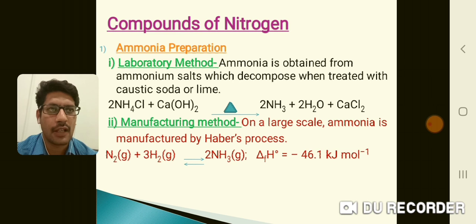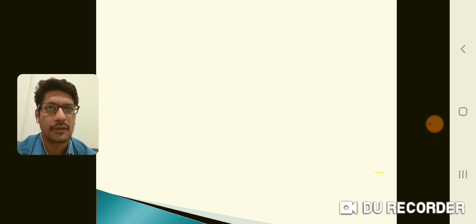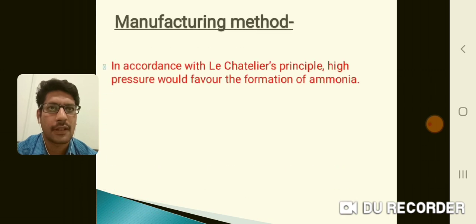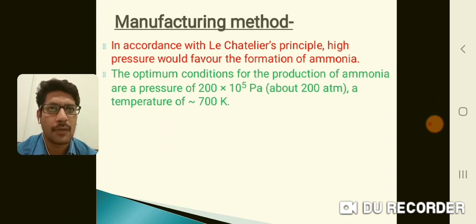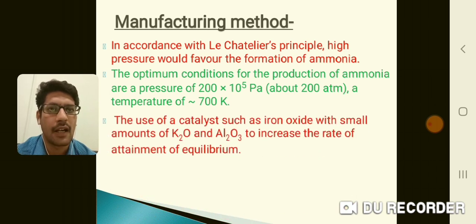Manufacturing method on a large scale: ammonia is manufactured by Haber's process. In accordance with Le Chatelier's principle, high pressure would favor the formation of ammonia. The optimum conditions for the production of ammonia are a pressure of 200 x 10^5 Pascal, that is 200 atmospheric pressure, which is a high pressure.